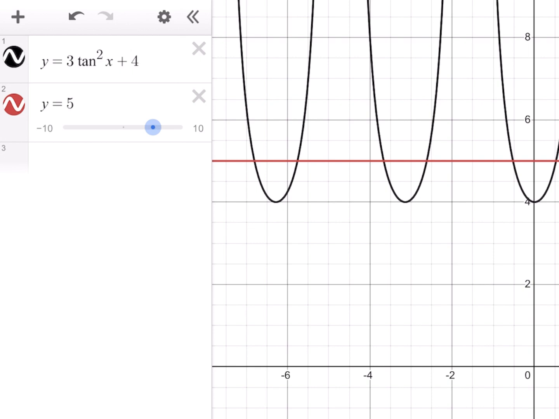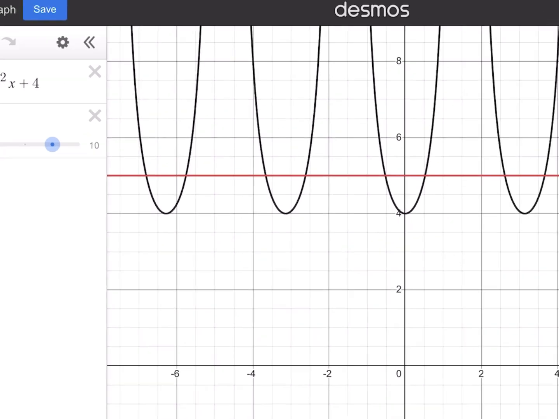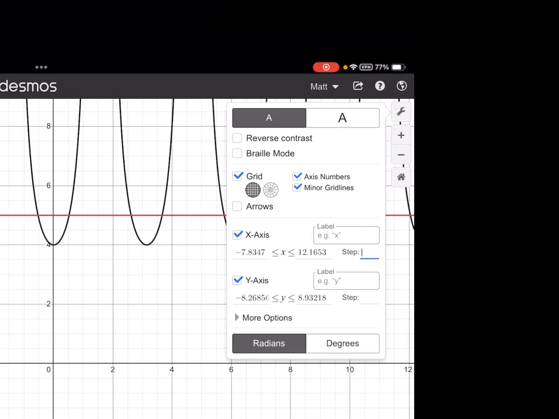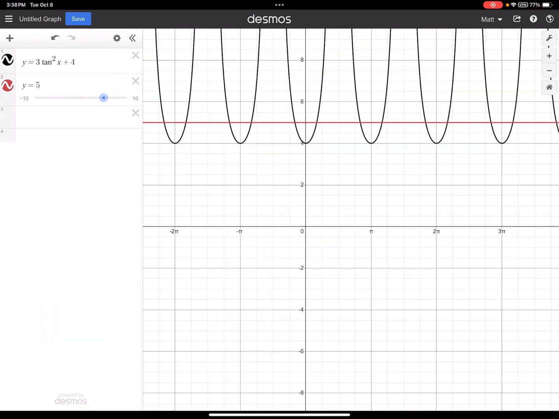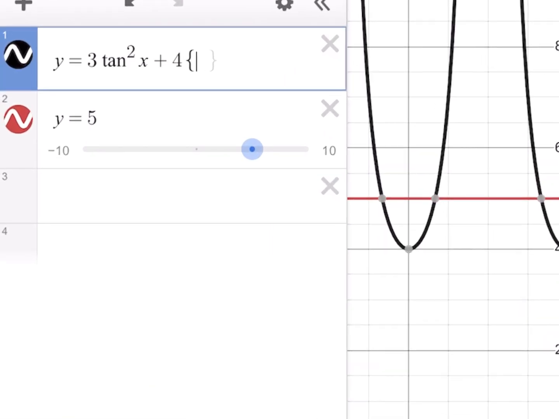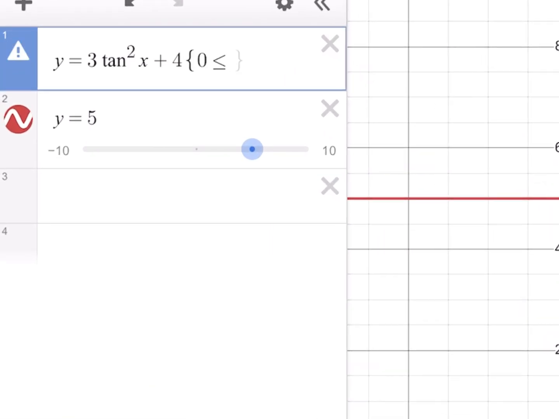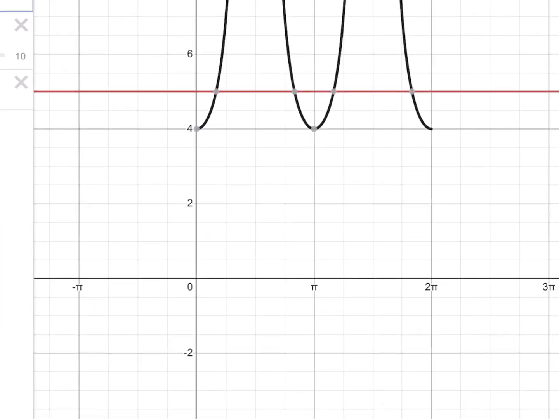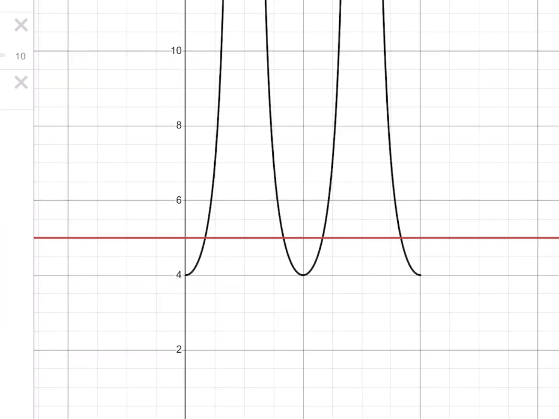All right, both equations are typed in. I'm just using y and y. Let me change my step size on the x-axis to pi, and then only look for points of intersection between 0 and 2 pi. If you want, you can crop the graph by putting curly braces next to the equation and saying that 0 is less than or equal to x, which is less than or equal to 2 pi. And this gives you a cropped version of this graph.